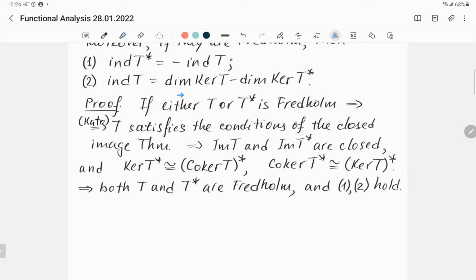So the index is the dimension of the kernel of T minus the dimension of the co-kernel, but the dimension of the co-kernel is equal to the dimension of the kernel of T star because of this isomorphism. Okay, so this completes the proof.